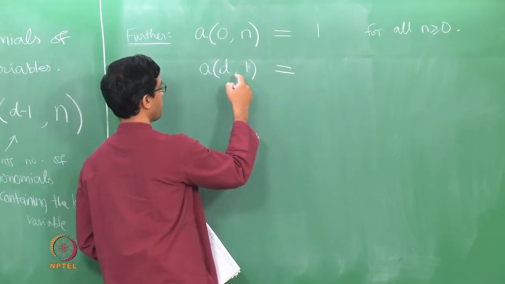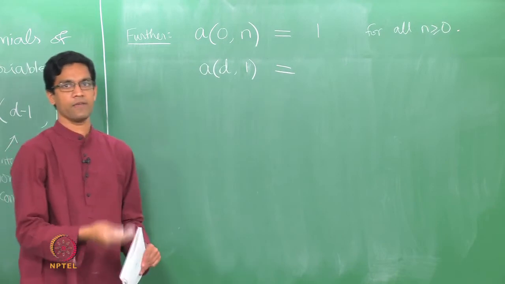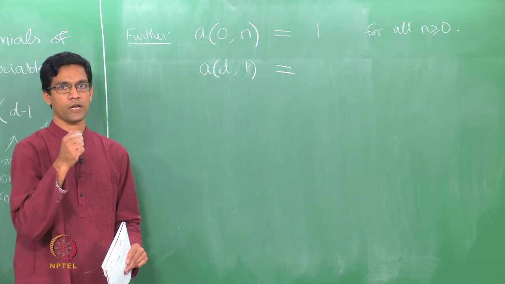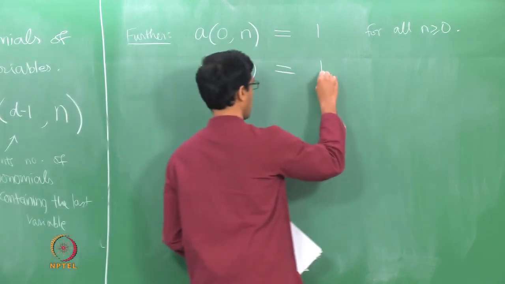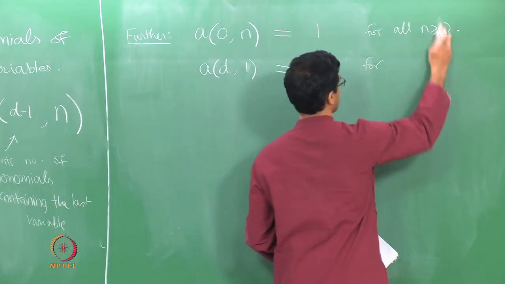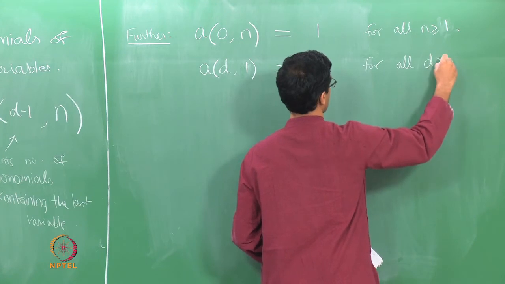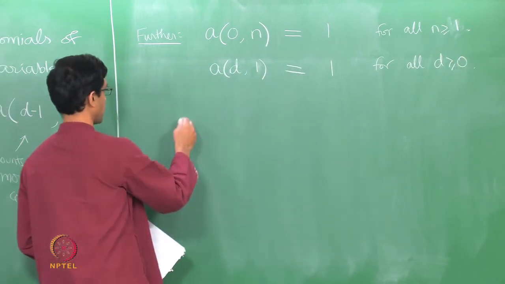This would be the number of monomials of degree d in a single variable, right, and that again we have done. If we only have one variable x, then for each degree d there is exactly one monomial, which is x to the power d. So this is also a 1 for all, so I should have said for all n at least 1 here, and this is for all d. Okay, so these are the initial conditions.